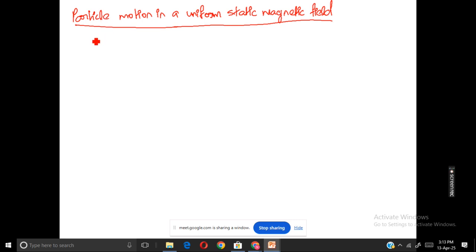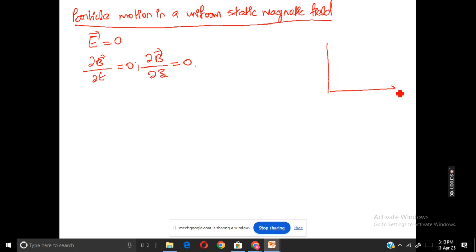So in this case, E is equal to 0. Dou B by dou T is equal to 0 since it is static. And dou B by dou Z is also 0 because it is uniform. It is homogeneous in space as well as time. A particle of charge Q and mass M is experiencing a magnetic field B, which is acting along the Z direction. Please consider that this is also acting along the Z direction. This is X, Y, and Z.